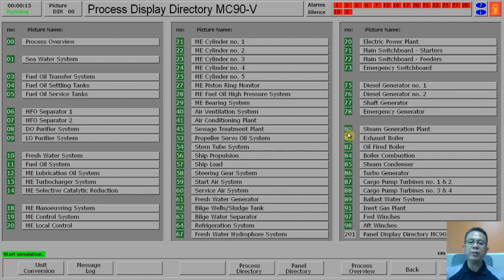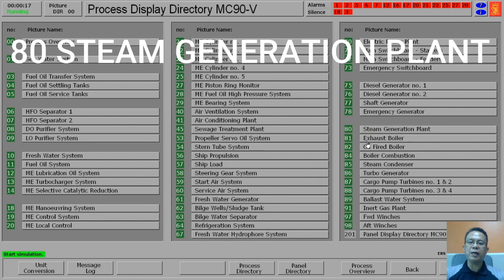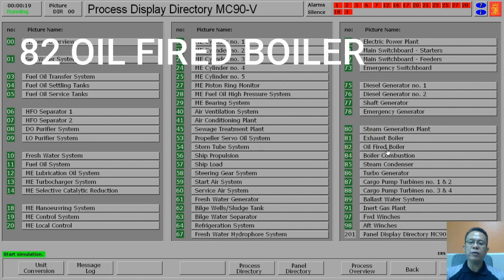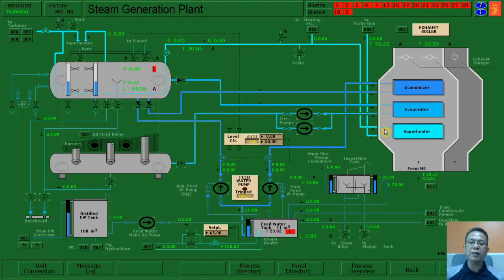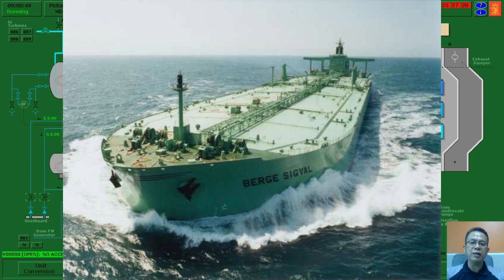Okay, we have here number 80, steam generation plant, and we have 82, oil-fired boiler, and we have 84 for boiler combustion. So these are the only display directories which we are going to touch. We start with the steam generation plant, and we can find here the layout diagram of the boiler, in which this is a water tube boiler. Since it is a tanker, the model here is a fuel oil tanker.